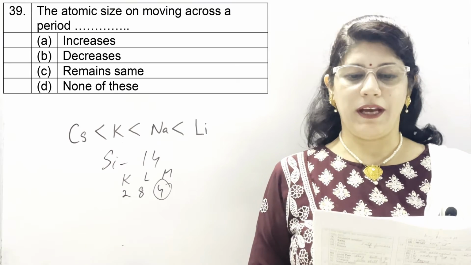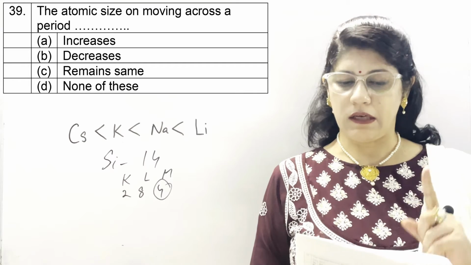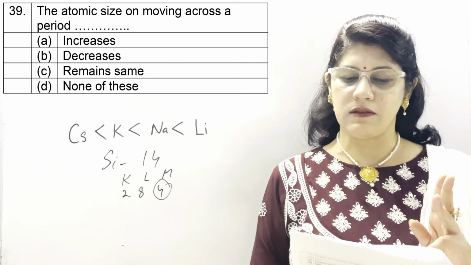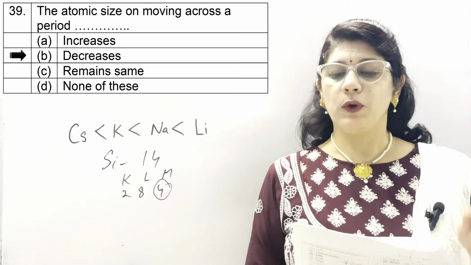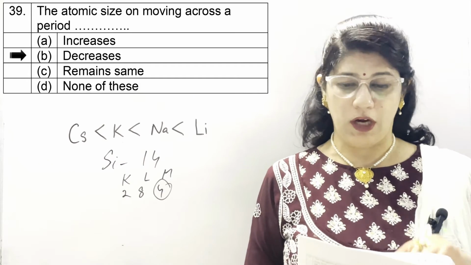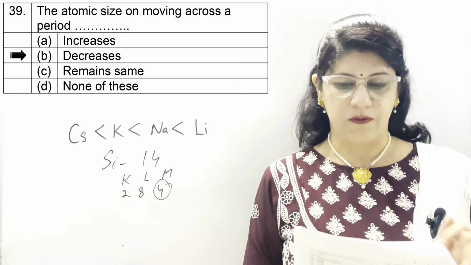In question number 39, the atomic size on moving across a period. A increases, B decreases, C remains same and D none of these. So correct option is decreases. Due to increase in effective nuclear charge, atomic size on moving across a period decreases.